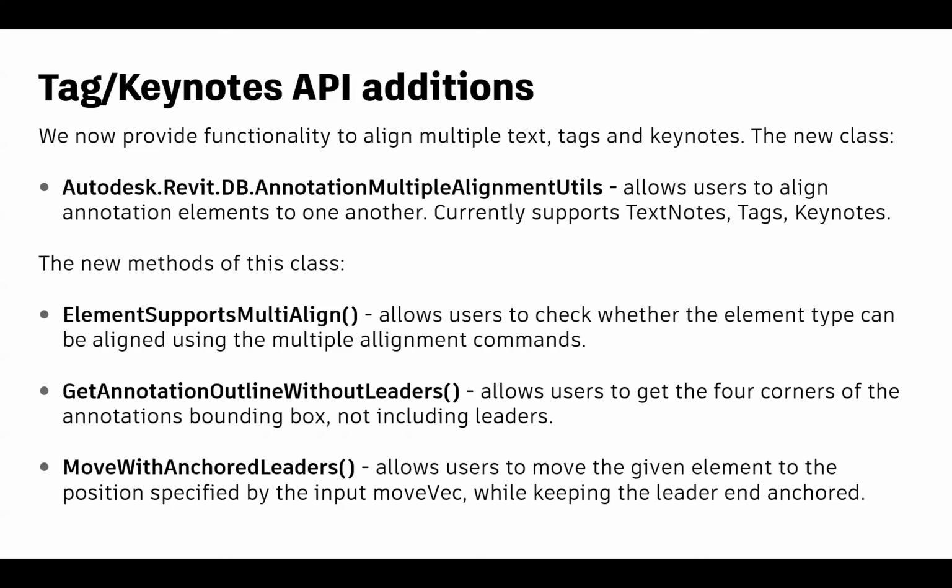There are also additions to the tag and keynotes API. We now provide functionality to align multiple text, tags, and keynotes. There is a new class, AnnotationMultipleAlignmentUtils, that contains all the relevant methods: ElementSupportsMultiAlign, GetAnnotationOutlineWithoutLeaders, and MoveWithAnchoredLeaders. So basically, this new functionality allows us to easily align multiple tags, multiple text nodes, or multiple keynotes.